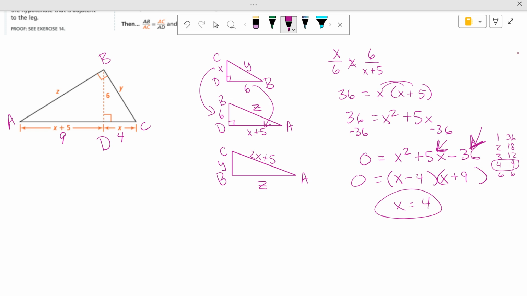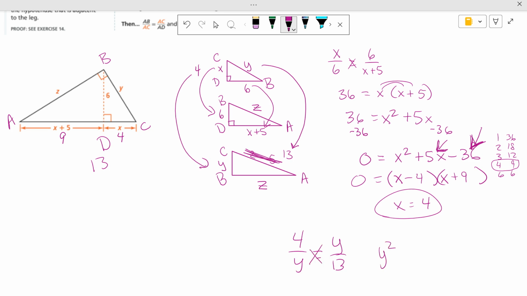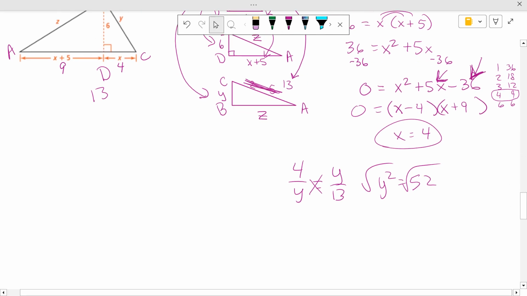I know that this whole side is 13 now, so I can get rid of that and make that a 13. So to find y, there's a y and a 13 there. And then I know x is 4, so there's a 4 and a y there. So 4 over y equals y over 13. Cross multiply. Y squared equals 52. And take the square root. And it says it wants it in simplest radical form. If it wants a decimal, you just type in the square root of 52 on your calculator.